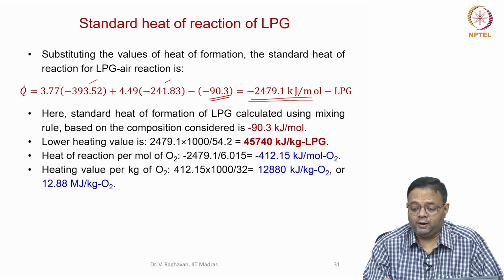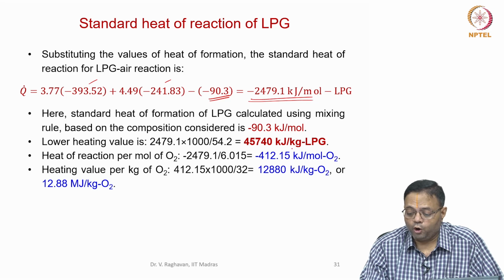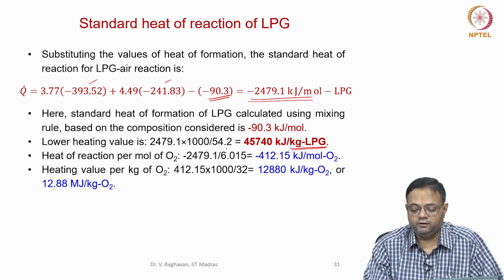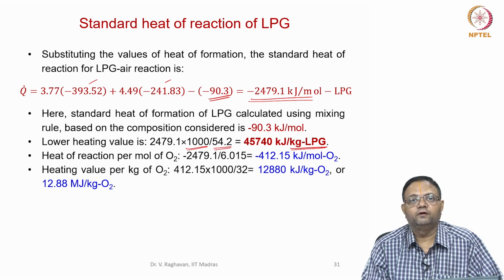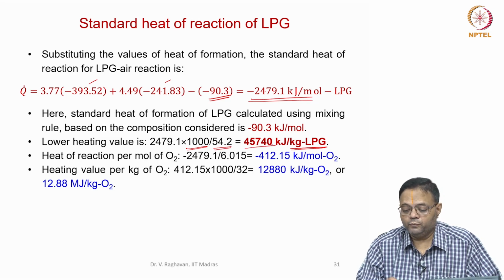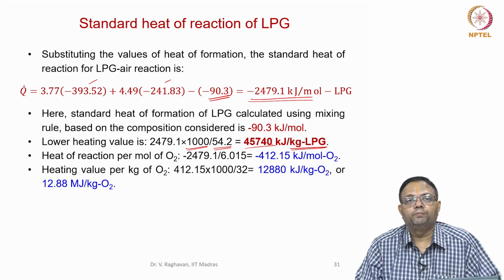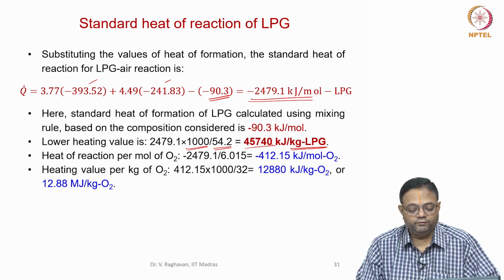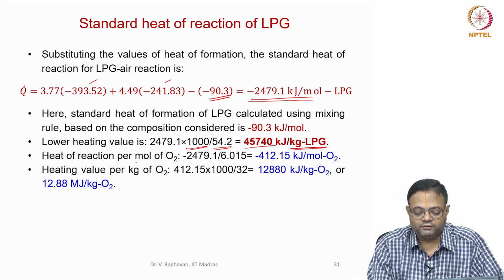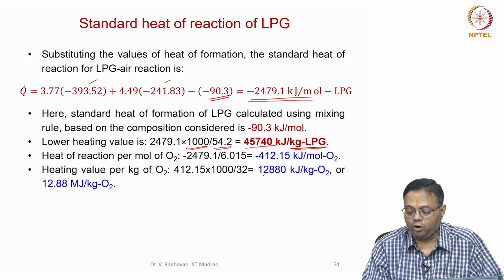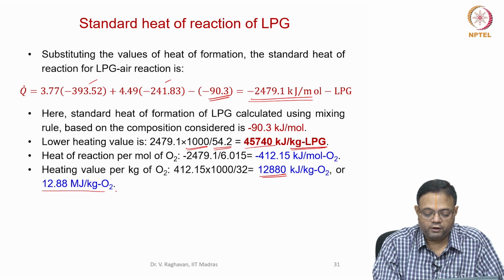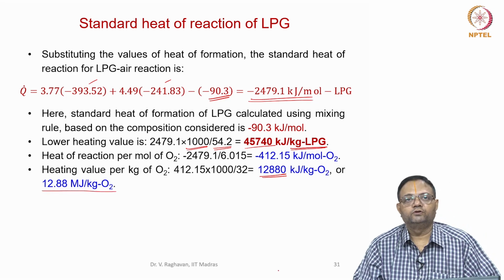Now, per kilogram of LPG, just make it per kilomole by multiplying by 1000 and dividing by the molecular weight. So, you get 45,740 kilojoule per kg of LPG. Similarly, heat of reaction per mole of O2 and per kg of O2 are calculated. You can see that it is 12.88 megajoule per kg of oxygen.